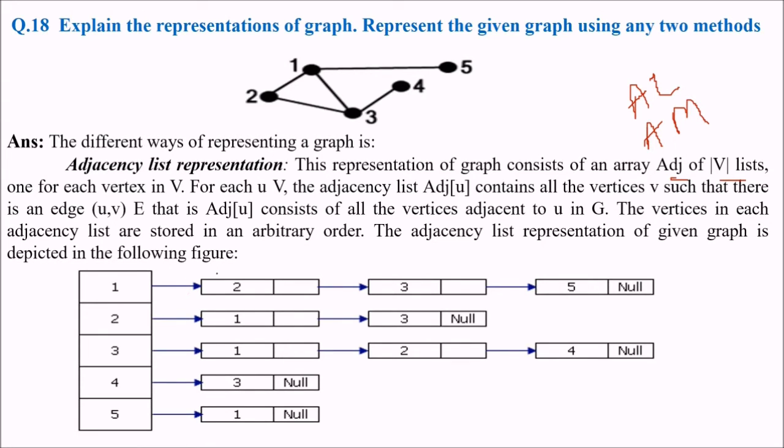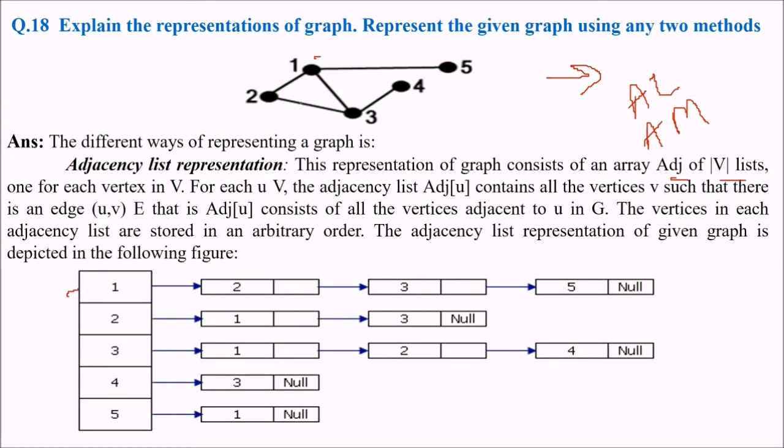So for each vertex U in V, say 1 or any other, it consists of all the vertices adjacent to U in G. All these are adjacent because this is not a directed graph. This is an undirected graph. Previous one was a directed graph. So the vertices in each adjacency list are stored in an arbitrary order. So the adjacency list representation will be shown like this.